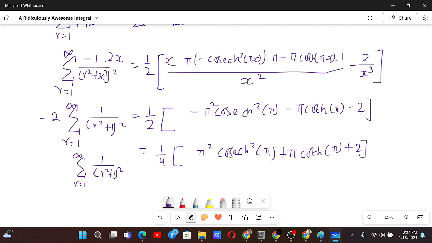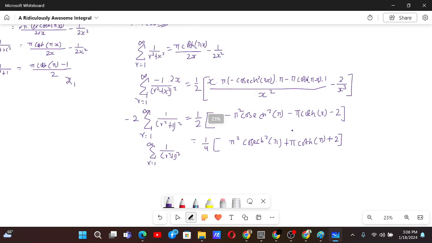and then plus 2. Is that correct? Am I missing something? I felt like the answer was somehow different, but let me just check it once. So basically both of them are in plus plus. In this last one, let us check for the sign. So v u dash minus u v dash.